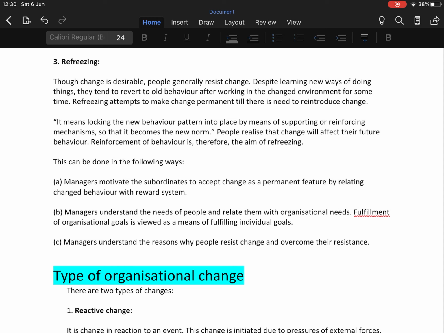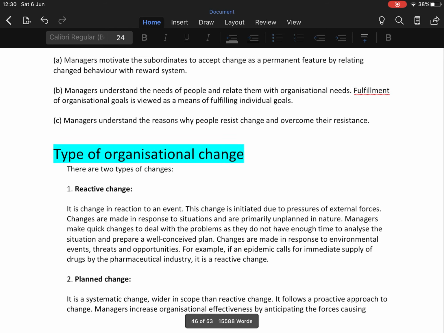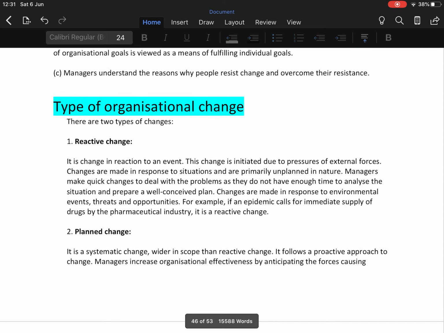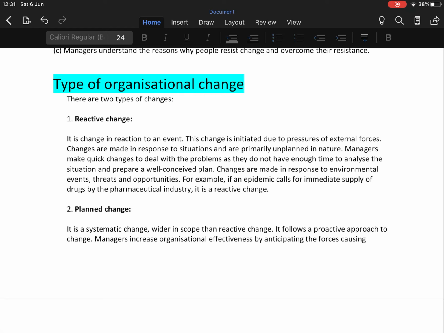Then the next topic is types of organizational change. There are two types of organizational change. First is reactive change, second is planned change. Reactive change is a change in reaction to an event. This change is initiated due to pressure of external forces. Changes are made in response to situations and are primarily unplanned in nature.